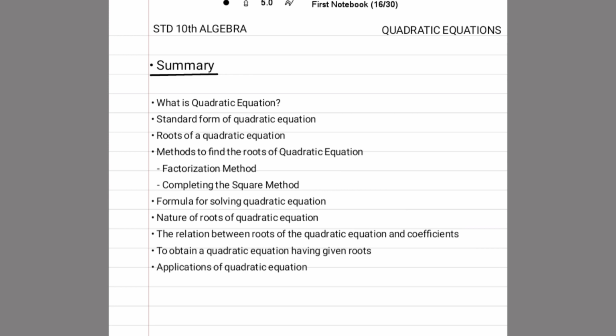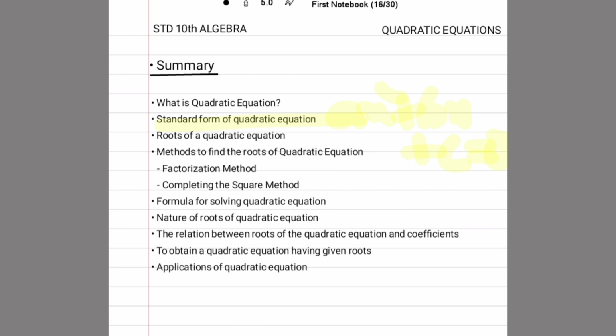And it is a one variable equation, that is x or y, you can say. Now the standard form of a quadratic equation which we learned is ax square plus bx plus c is equal to 0. In this we learned this, right? ax square plus bx plus c is equal to 0. So this is what we learned in the standard form of quadratic equation.